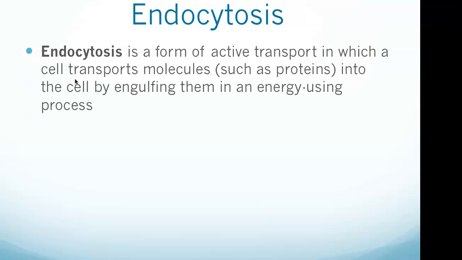Endocytosis is a form of active transport in which a cell transports molecules, such as proteins, into the cell by engulfing them in an energy-using process. Endocytosis and its counterpart, exocytosis, are used by all cells because most chemical substances important to them are large polar molecules that cannot pass through the plasma or cell membrane by passive means.